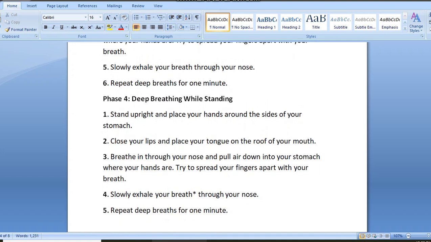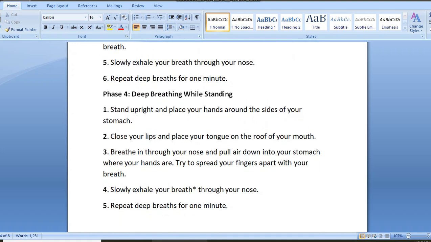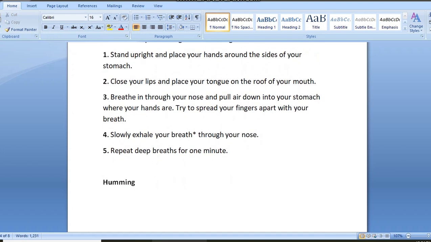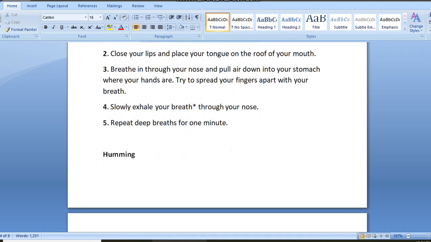Phase 4. Deep breathing while standing. Number 1. Stand upright and place your hands around the sides of your stomach. Number 2. Close your lips and place your tongue on the roof of your mouth. Number 3. Breathe in through your nose and pull air down into your stomach where your hands are. Try to spread your fingers apart with your breath. Number 4. Slowly exhale your breath through your nose. Number 5. Repeat deep breaths for 1 minute.